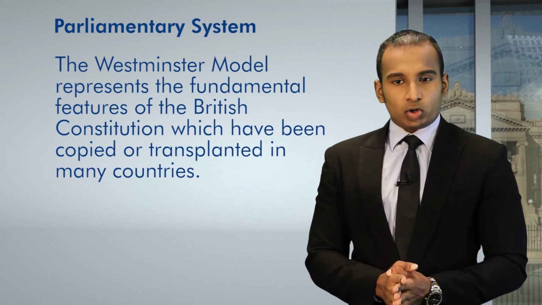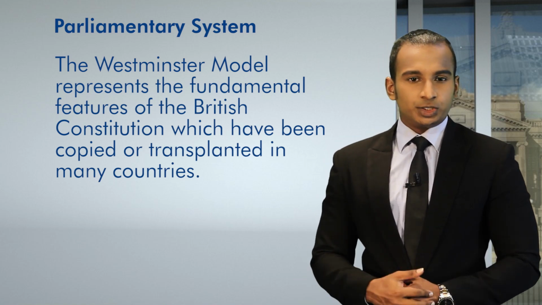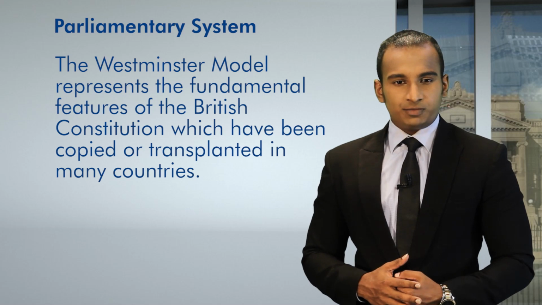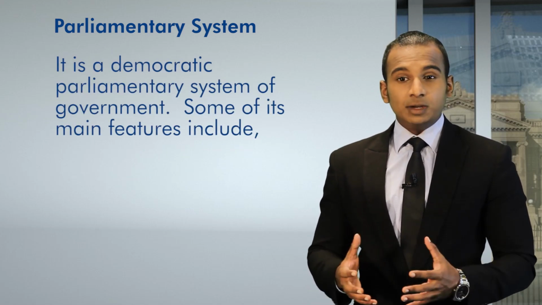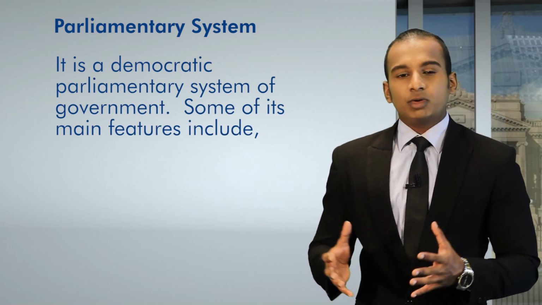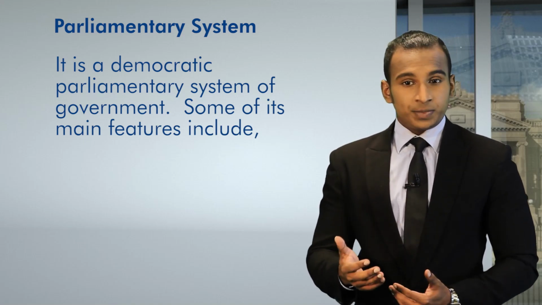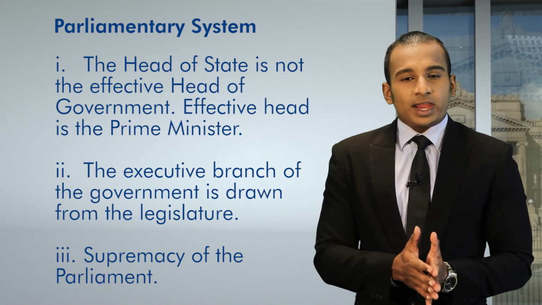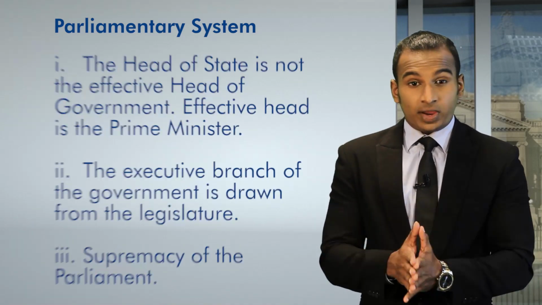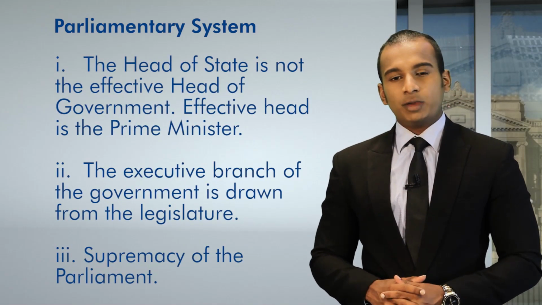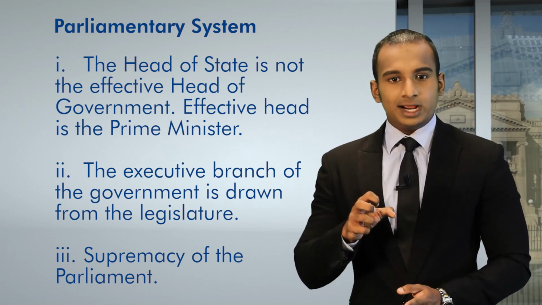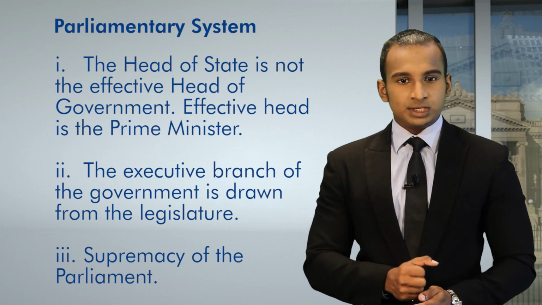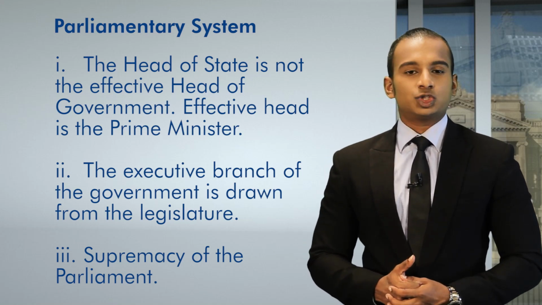The Westminster model represents the fundamental features of the British Constitution, which have been copied or transplanted in many countries. It is a democratic parliamentary system of government. Some of its main features include: 1. The head of the state is not the effective head of the government. The effective head of government is the Prime Minister. The executive branch of the government is drawn from the legislature, and it also ensures that Parliament is supreme.